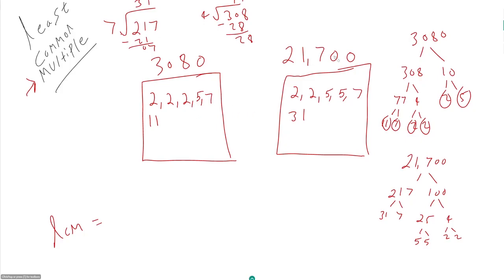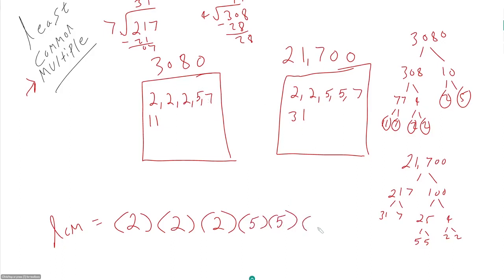So if we start with our 2s, I have 2 2s over here and I have 3 2s over here. So I need to select my 2s 3 times because I need enough to make the 3080. But then I can use 2 of those 2s to also make the 21,700. So I don't need 5 2s. What about my 5s? I have 1 5 over here, 2 5s over here, so I need both of those 5s. And then I can use one of them to make 3080.